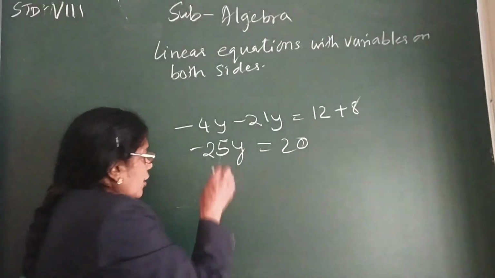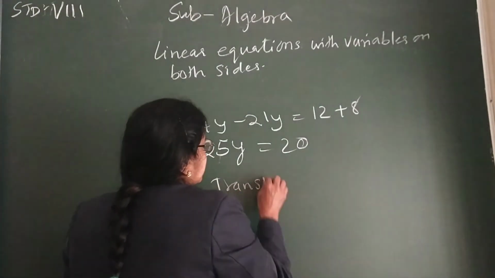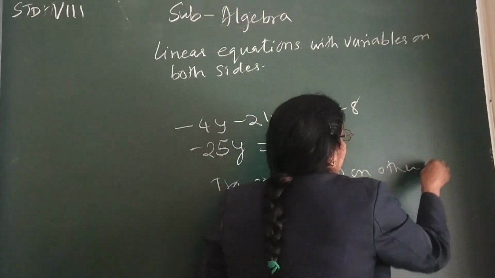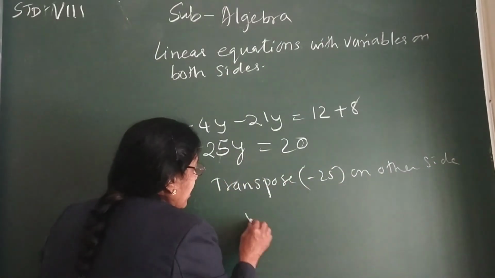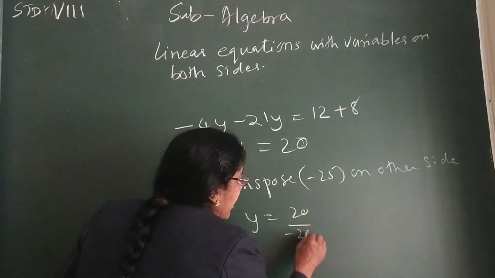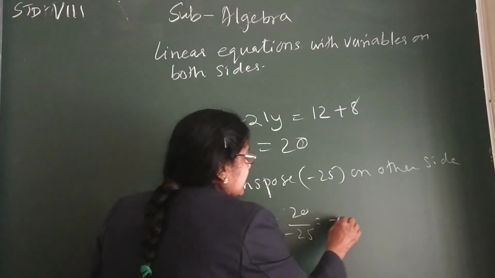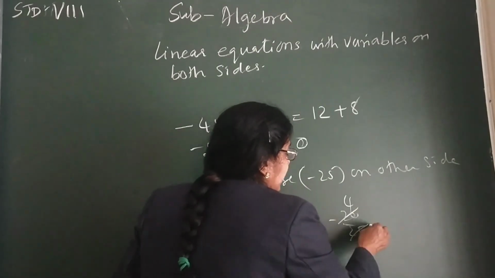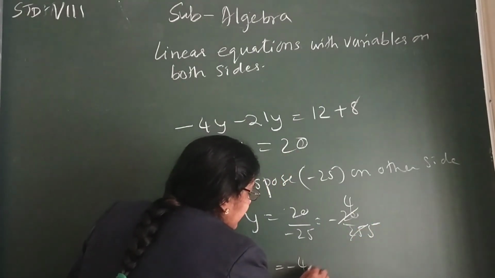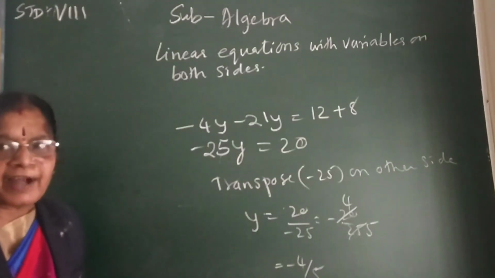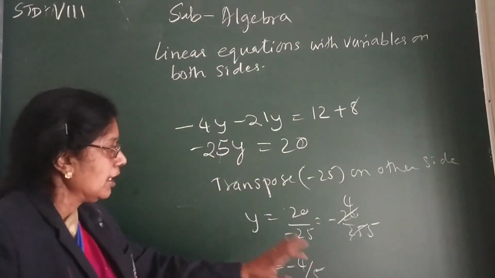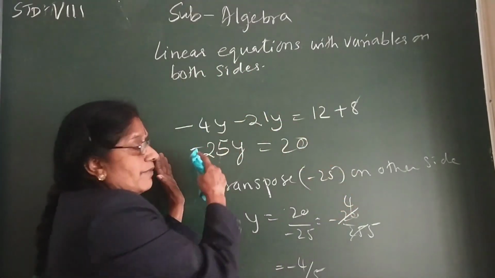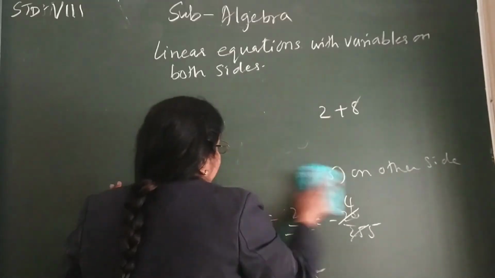We did not get the answer yet; we should get the value of y. So what shall we do? We are going to transpose minus 25 to the other side. So y is equal to 20 divided by minus 25. Plus divided by minus is minus. So 20 by 25: 5 4s are 20, 5 5s are 25. So we got the answer y is equal to minus 4 by 5. This is how we have to solve. There are variables on both sides, so put all the variables on one side and all the constants on the other side. This is how we have to solve.